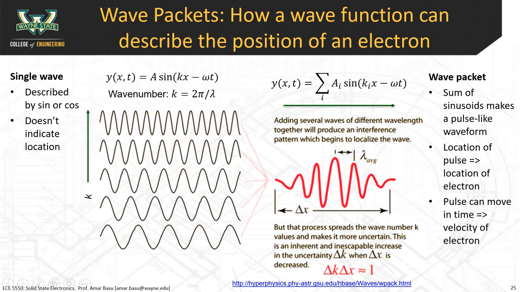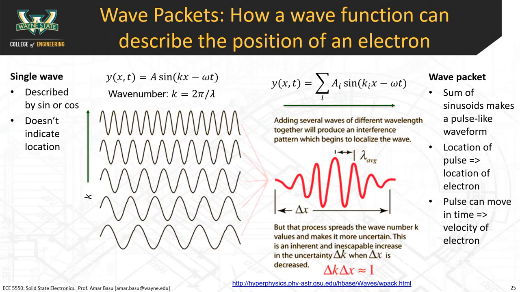That's what's being shown here. All right. These equations up here, this is an equation for a single traveling wave. This is a sum of traveling waves. The wave packet is a sum of sinusoids, like I said. You can create a pulse out of that, and the pulse can actually move in time. You can find some cool videos of these wave packets moving in space. But basically, these wave functions are being used to describe the position of electrons. Okay? All right.